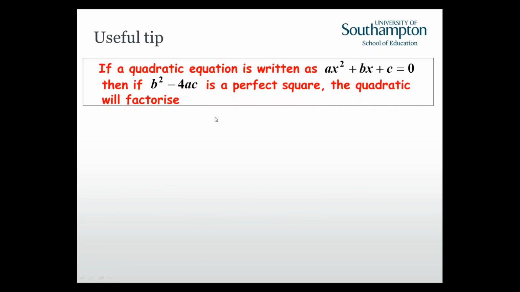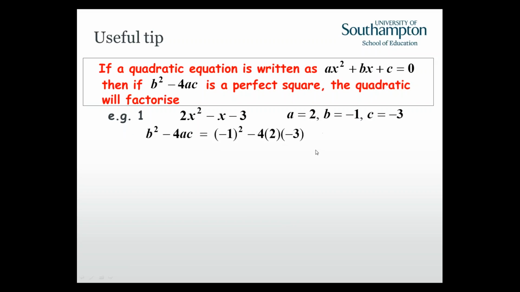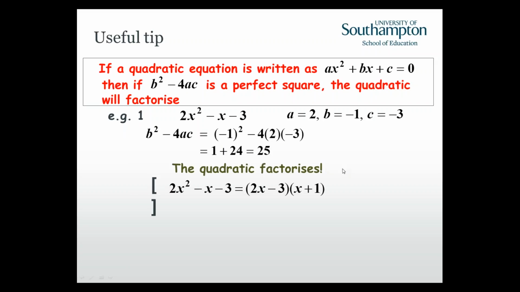And this is just a useful tip about whether quadratics will factorize. If you do b squared minus 4ac and you get a square number, it's a perfect square. So here b squared is 1 minus 4 times 2 times minus 3, which gives you 25. Because it's a square number, it tells you the quadratic will factorize. Whereas if it doesn't, it won't.